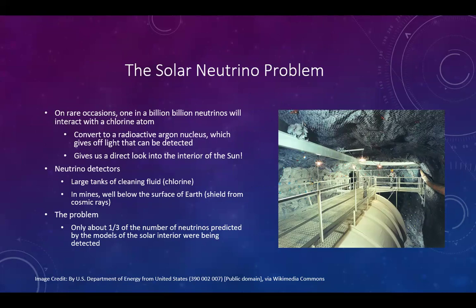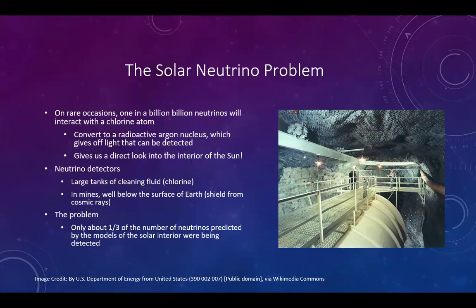So basically, neutrino detectors are big tanks of cleaning fluid because that has chlorine. And then they're located in mines well below the surface of the Earth to shield from cosmic rays and other things that could cause false positive events.